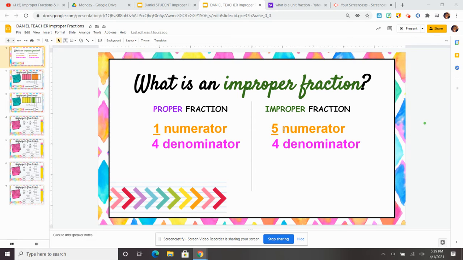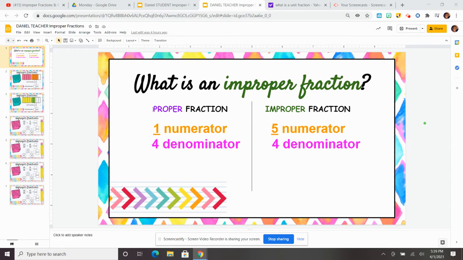It also has the numerator that is larger than the denominator. See, in this case, you have 5/4. That is a fraction, but it is an improper fraction because the 5 is greater than the 4. The top number or the numerator is greater than the denominator or the bottom number.